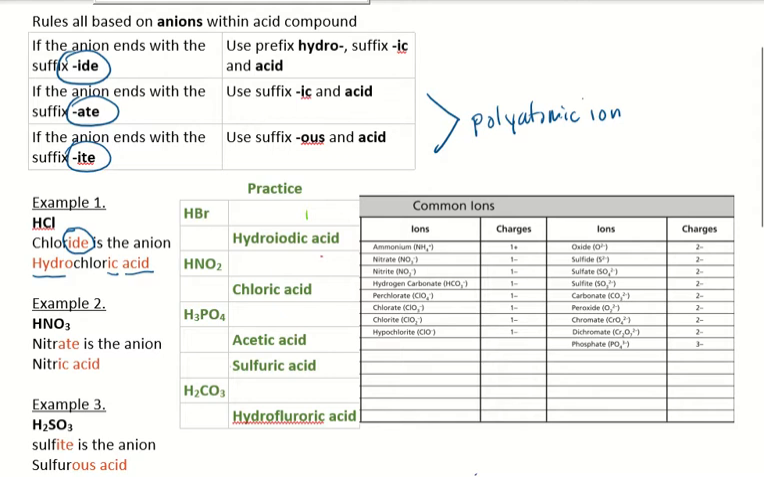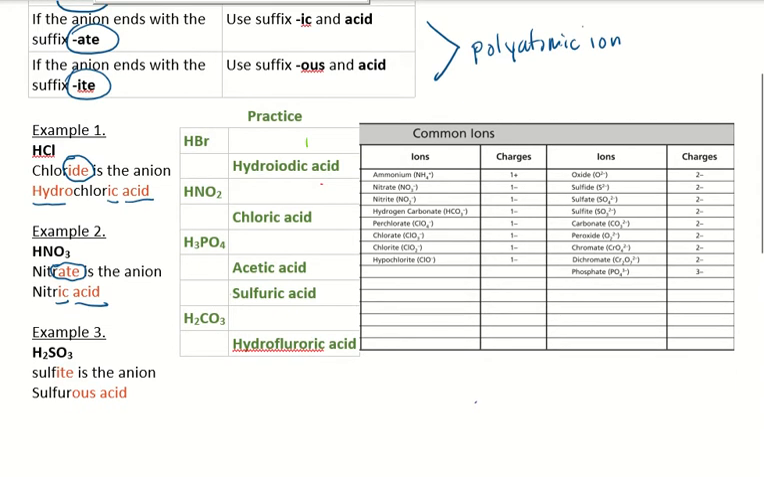So for instance, NO3 is nitrate. Ate is replaced with ic, add acid at the end. So nitrate, HNO3 becomes what? Nitric acid. Nitric acid.